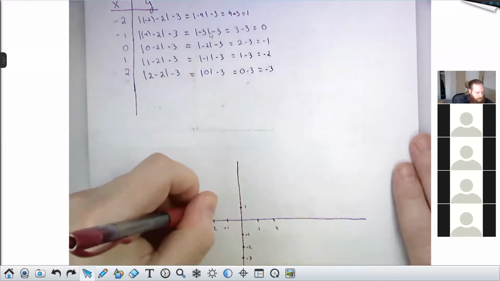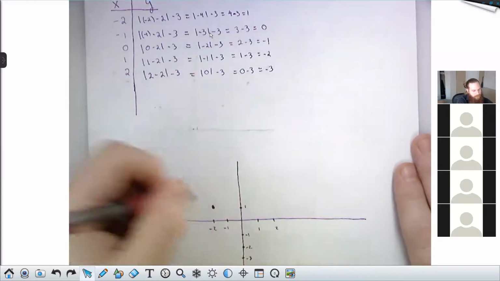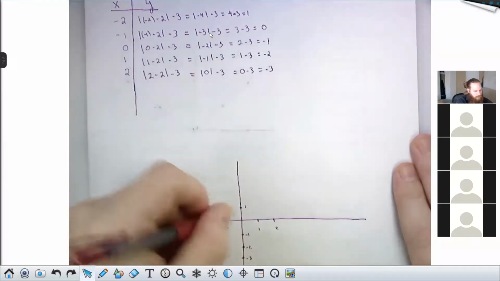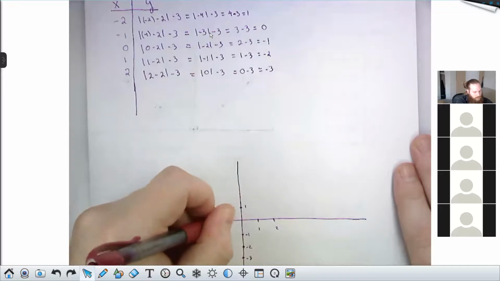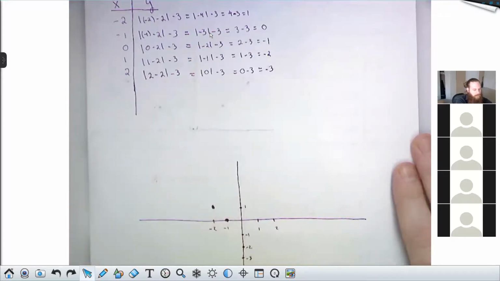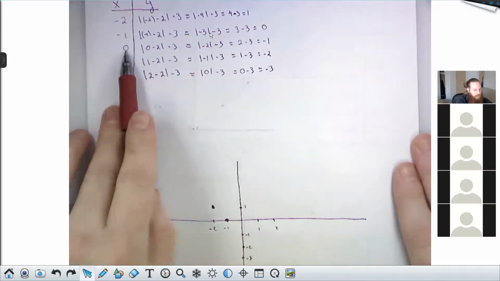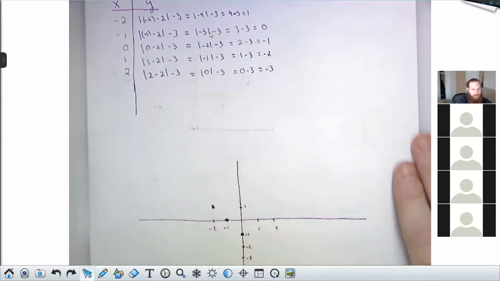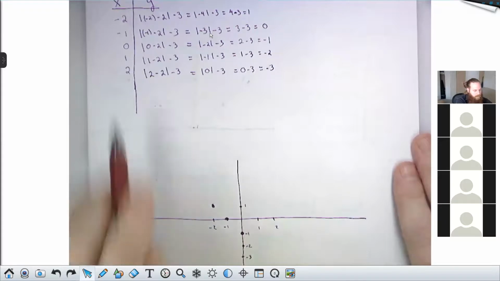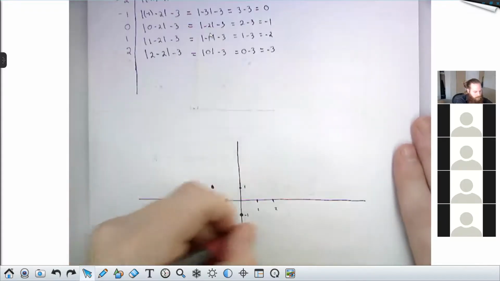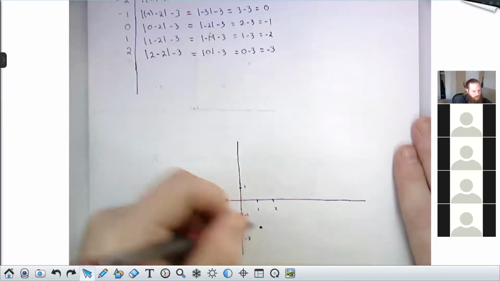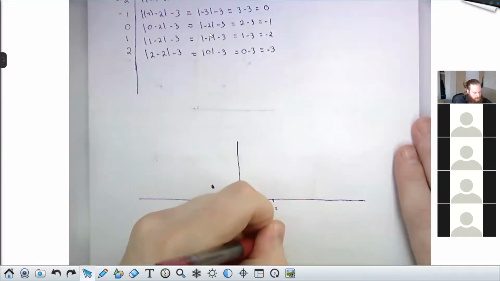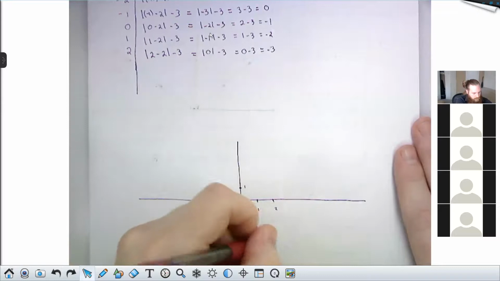All right, here is -2 comma 1. Second row of my table tells me -1 comma 0 is on my graph. Here's -1 comma 0. The third row of my table tells me 0 comma -1 is on my graph. Here's that point. Then I have 1 comma -2. That's this point. And 2 comma -3. That's this point.